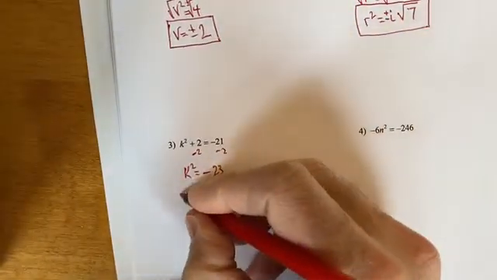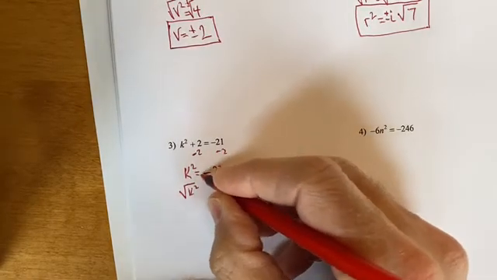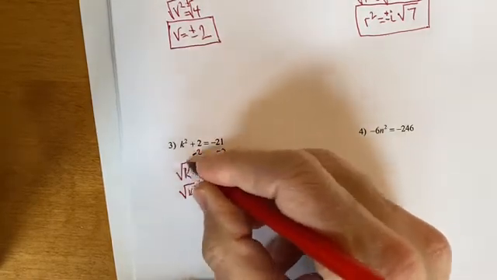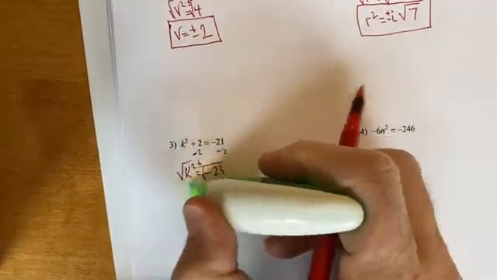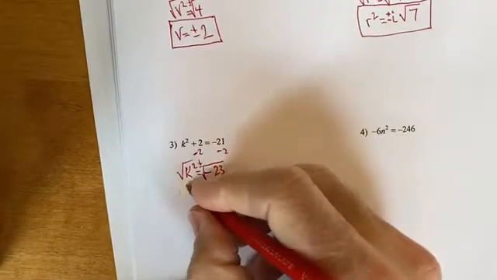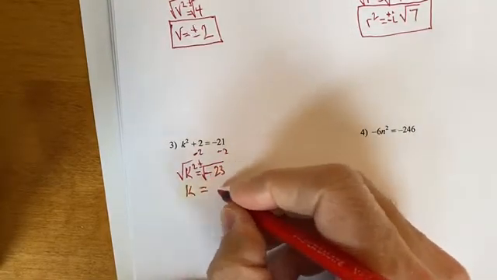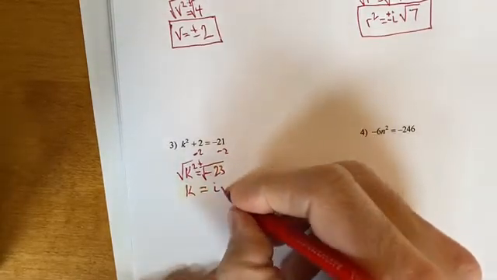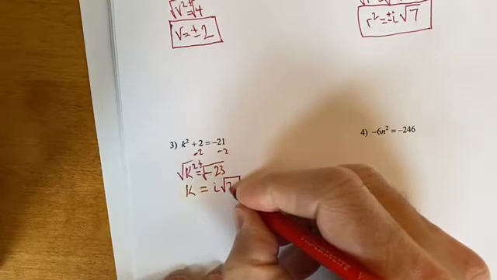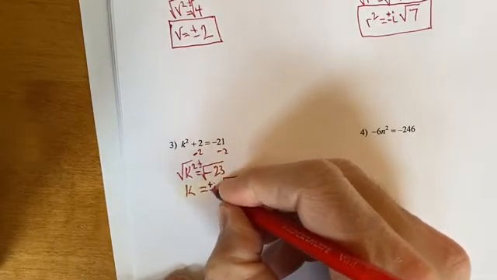Now you take the square root of both sides. Don't forget the plus or minus. On the left side is just k. On the right side, since it's negative, you need an i. But we don't know what the square root of 23 is, so you leave it the square root of 23. Don't forget your plus or minus.